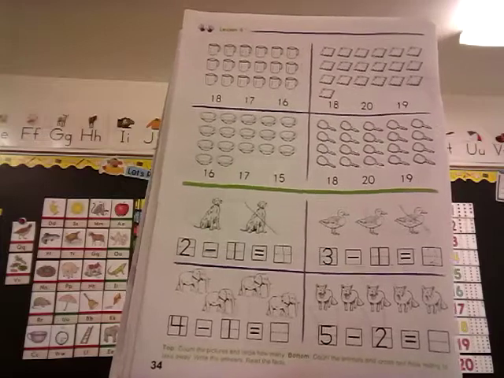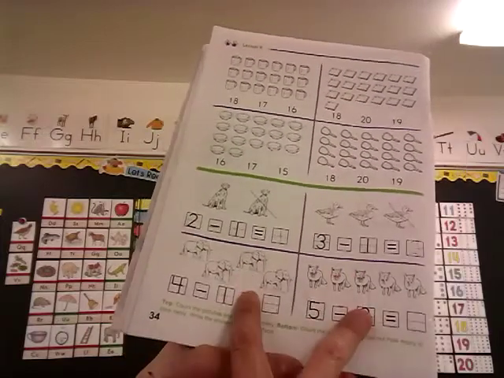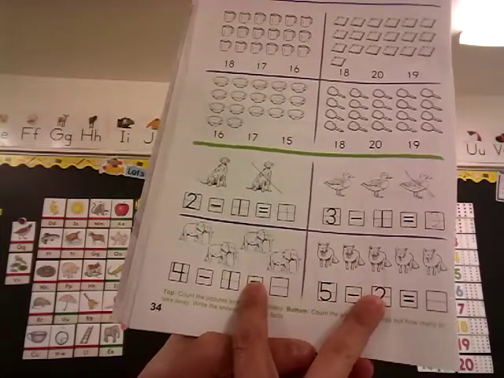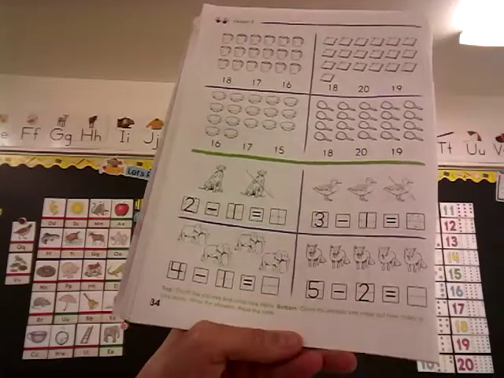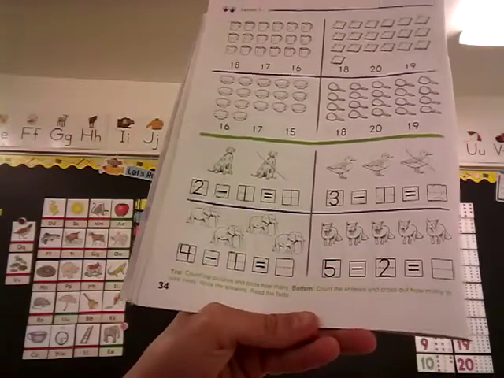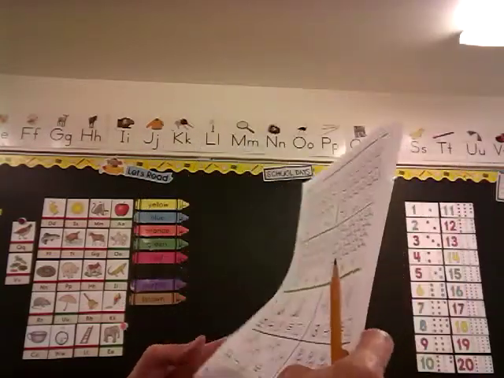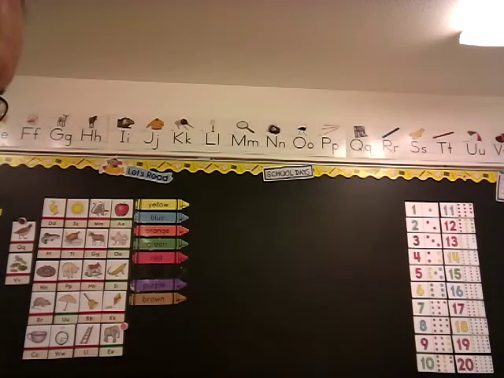Pretty easy, isn't it? Okay, I'm going to let you do the bottom 2 all by yourself. You have elephants and you have foxes. Let's see if you can do those by yourself. I'm going to give you just a minute and then we're going to go on to the next page.